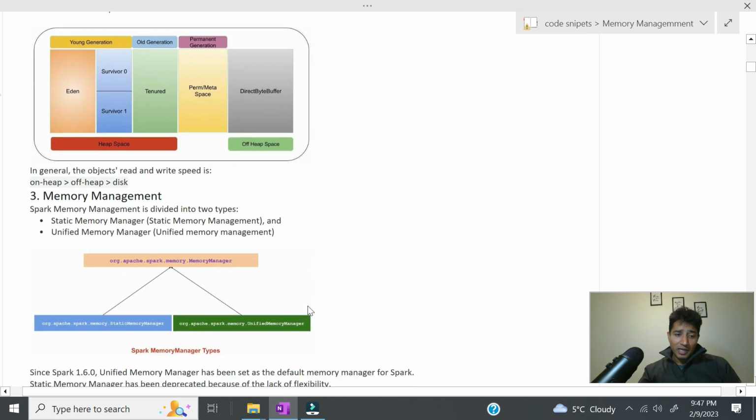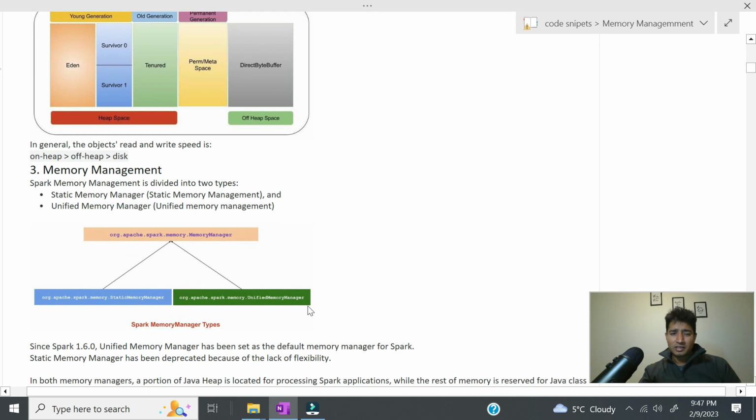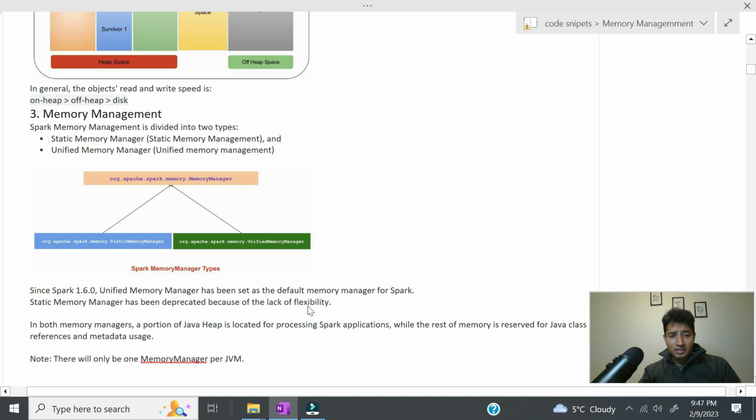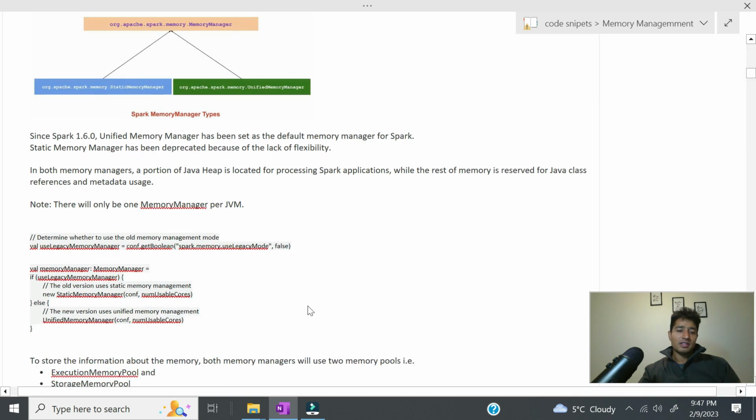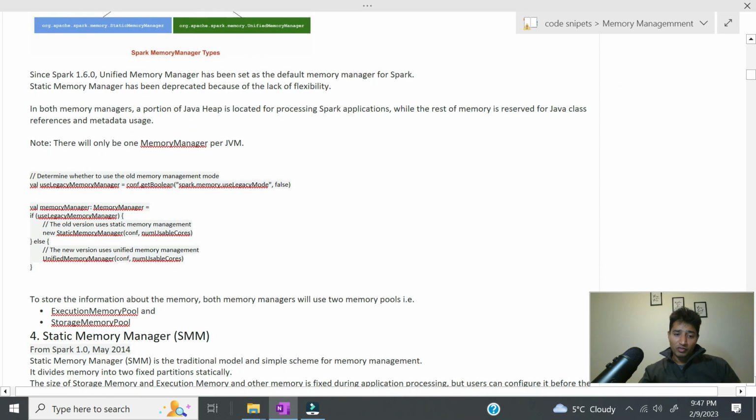Memory management in Spark is basically of two types: static memory management and unified memory management. Since Spark 1.6, unified memory management has been set as the default manager for Spark. Static memory management has been deprecated because of lack of flexibility. Obviously, allocating some fixed memory to storage and some to processing doesn't make sense, because if processing is not taking place, that memory might not be usable for storage, and vice versa. There is only one memory per JVM, and that's called unified memory, right?